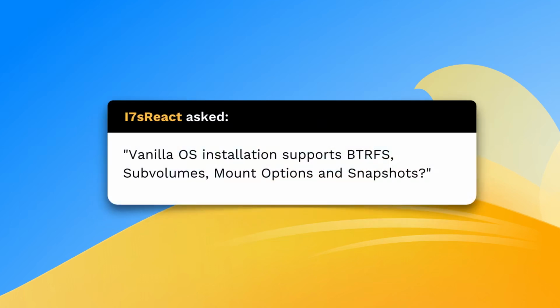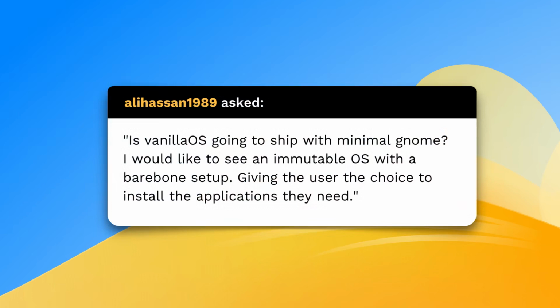VanillaOS installation supports BTRFS, subvolumes, mount options, and snapshots. VanillaOS uses BTRFS by default. You can snapshot it using any compatible utility. Is VanillaOS going to ship with minimal GNOME? I would like to see an immutable OS with a bare-bones setup, giving the user the choice to install the applications they need. Yes, we only install a very small set of applications, enabling you to perform the primary tasks, such as browsing, typing, listening to music, watching videos.